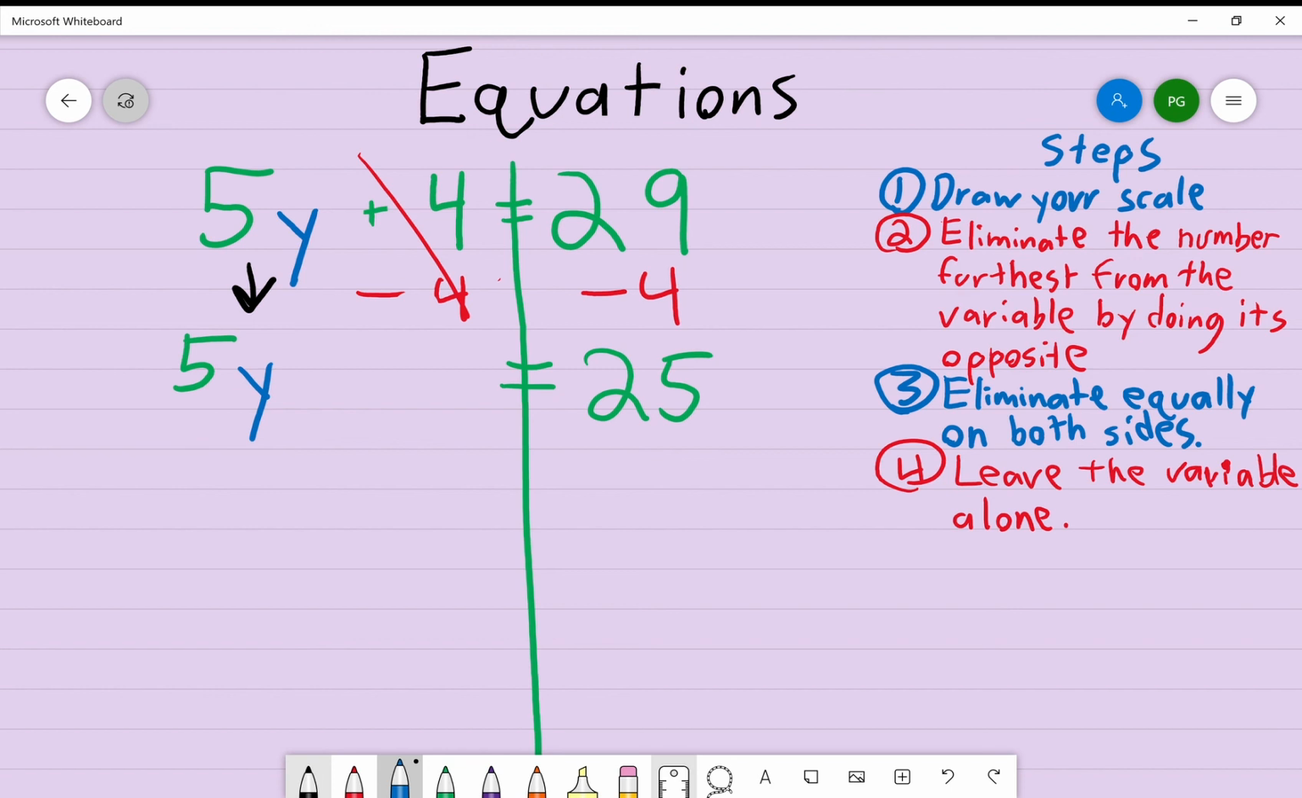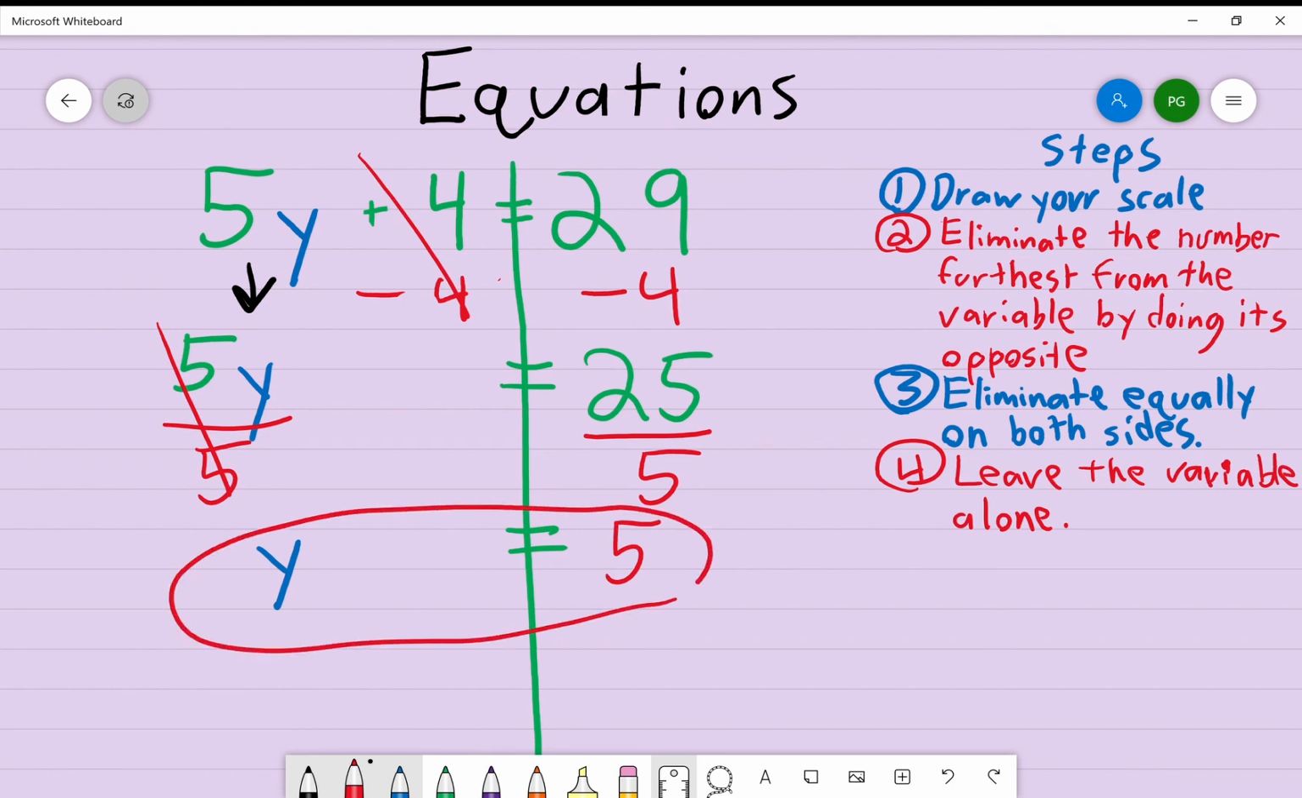What's the opposite of multiply by 5? Divide by 5. So we divide by 5. We do it equally to the other side as well. 5 divided by 5 gives me the invisible number of 1. I don't need to write that down. y equals 5. Boom, you're done. Let's do one last example really quickly just to make sure you understand it, okay?